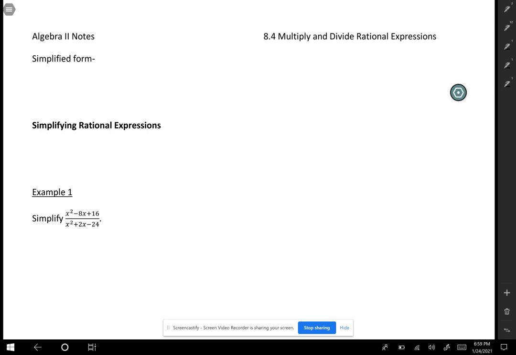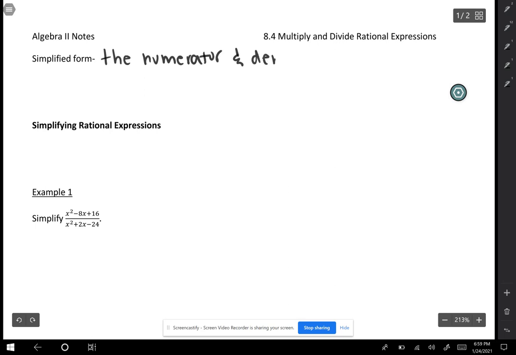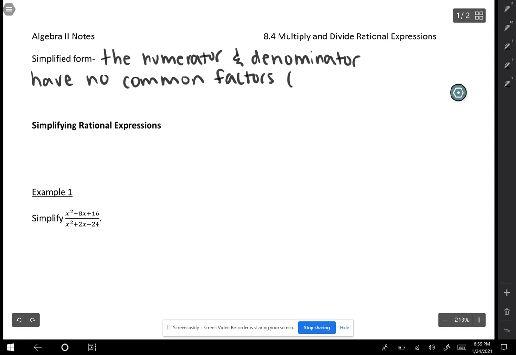When they say simplified form, that means the numerator and denominator have no common factors other than plus or minus 1. So they have nothing in common on top and bottom besides plus or minus 1.